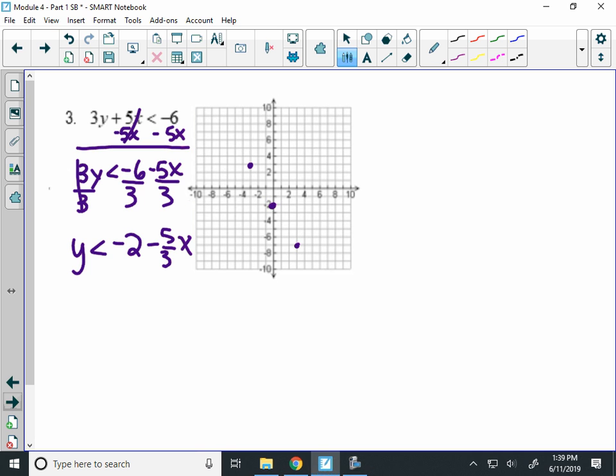Okay, 1, 2, 3, 4, 5, right 3. Since my line is less than, there's no line under the inequality, which means I have to use a dashed line to connect those. And less than means I shade underneath or below the line. So that's what the solution set is.